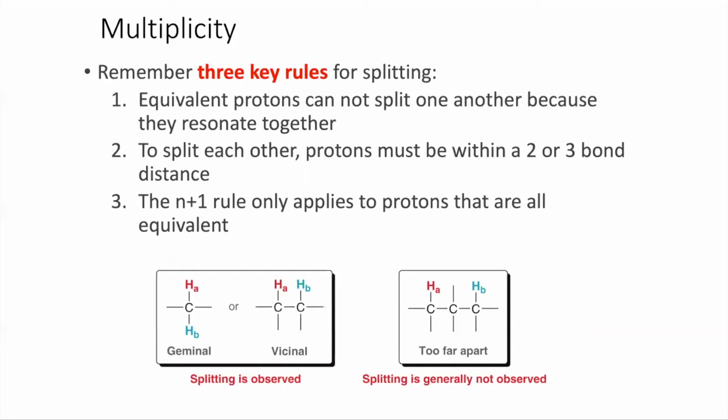For example, splitting is observed between HA and HB in the two cases on the left. However, splitting is not observed in the molecule on the right between HA and HB because they are too far away from each other.